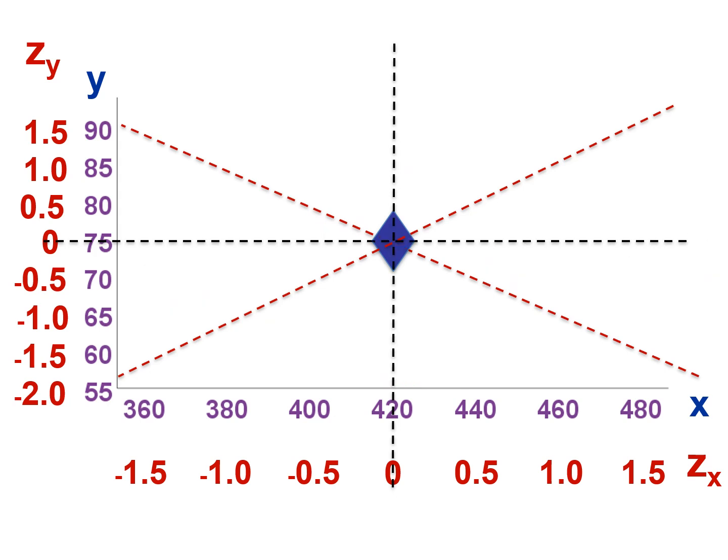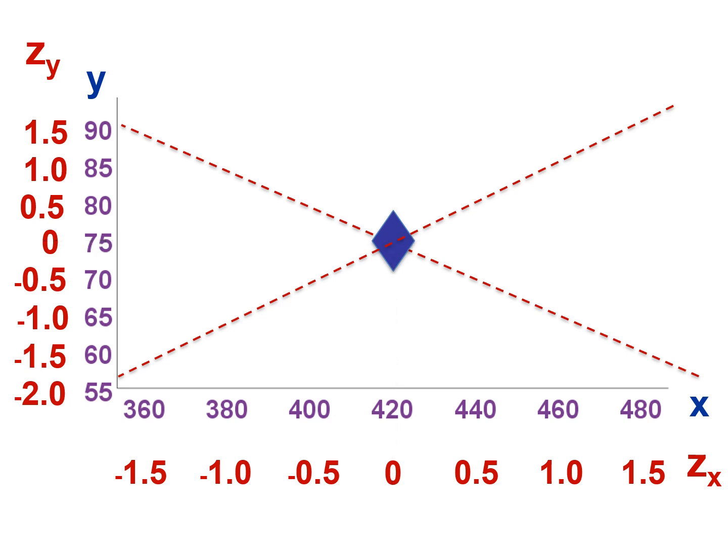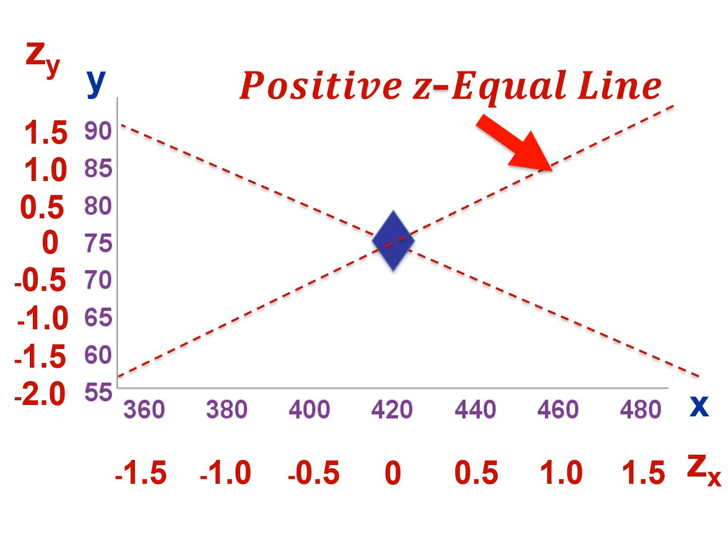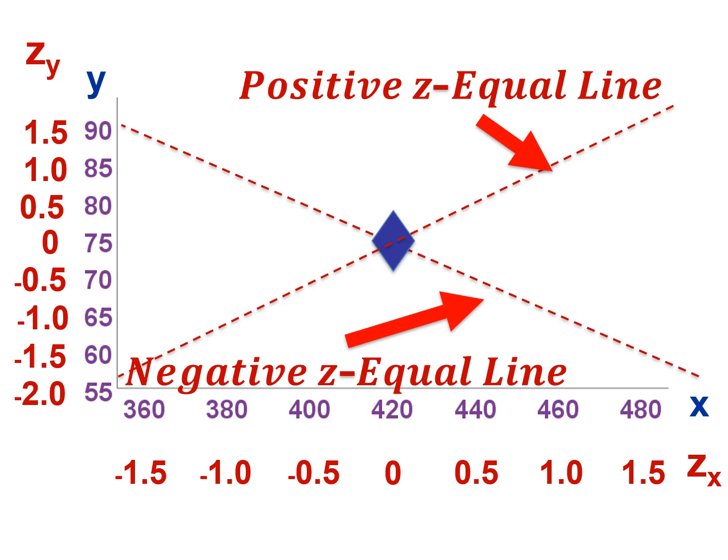And to make things clearer, I'm going to hide the points for a minute. And I'm also going to hide the c of x and c of y axes so that we can really concentrate on these two lines. This line is called the positive c equal line. And this line is called the negative c equal line.